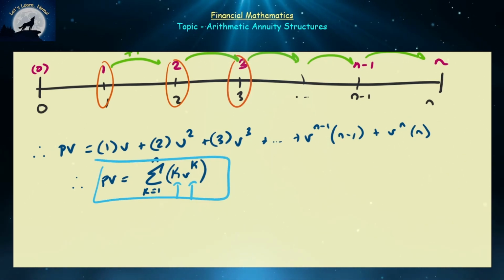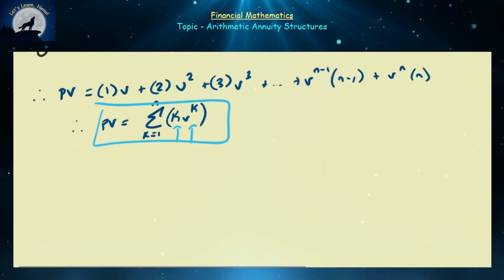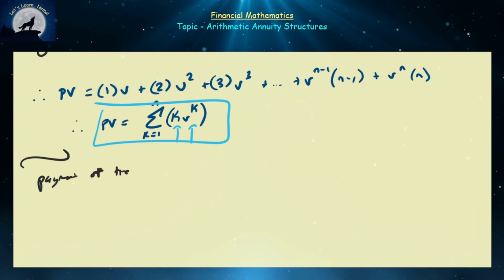So our first payment is of size 1, so a payment at time 1 is equal to 1, and it increases by 1 each time.